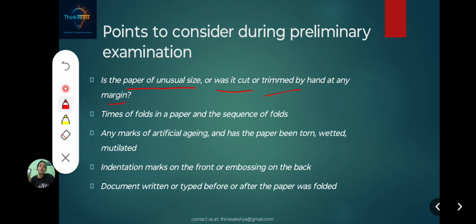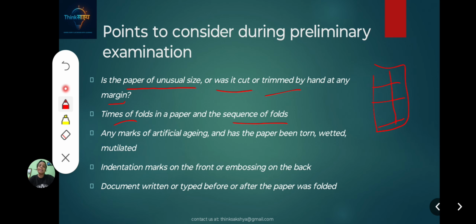Second, the times of fold in a paper and the sequence of folds. Now we also have to check whether the paper is folded, and what the sequence of paper folding was. If a paper is folded, we have creases and patterns of folding. We can categorize whether it was folded forward or backwards through studying the crease on the paper. So the times of folds and the sequence of folds we need to see.